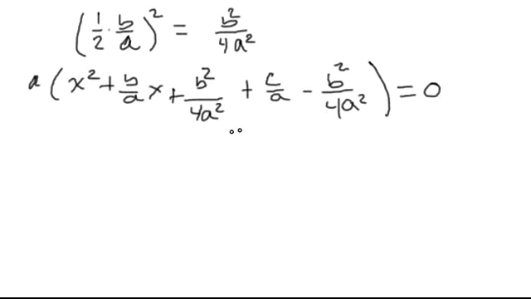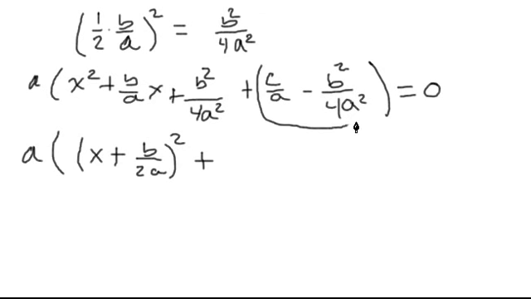Now that looks sloppy. We'll go ahead and rewrite this, keeping the a. Now we're going to have another parentheses, x plus, remember we take half of this, so this is b over 2a. We square it, and then we say plus, and now we have this other piece, and we need to get that all into one single fraction.